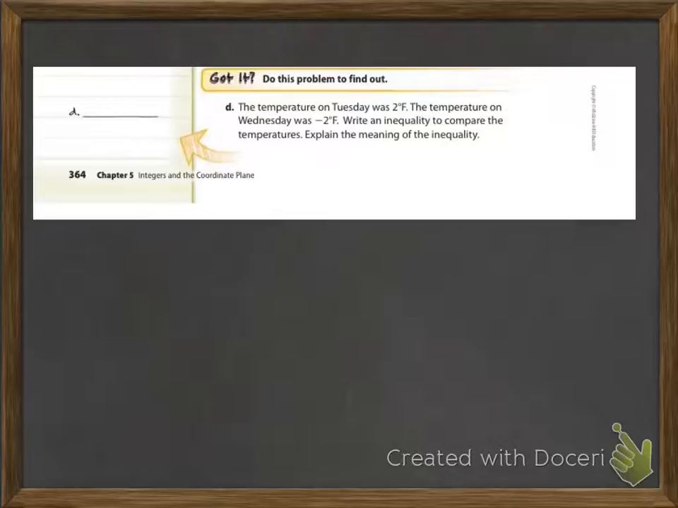All right, now you try this one. Read the word problem. You're going to write each temperature exactly in the order that you see them, put an inequality symbol between them, and then explain what it means, the fact that we're talking about Tuesday's temperature and comparing it to Wednesday's temperature.